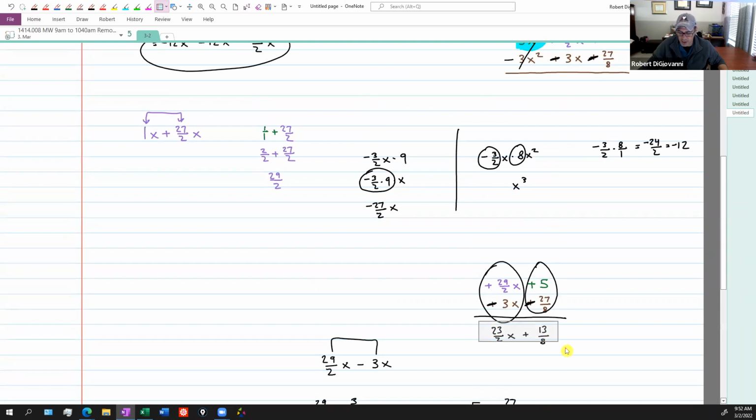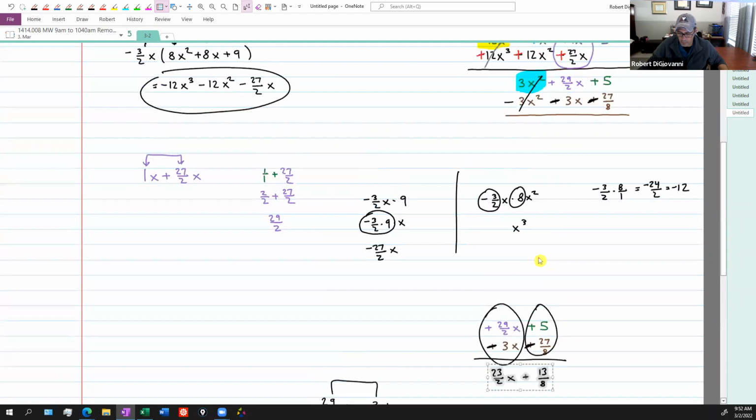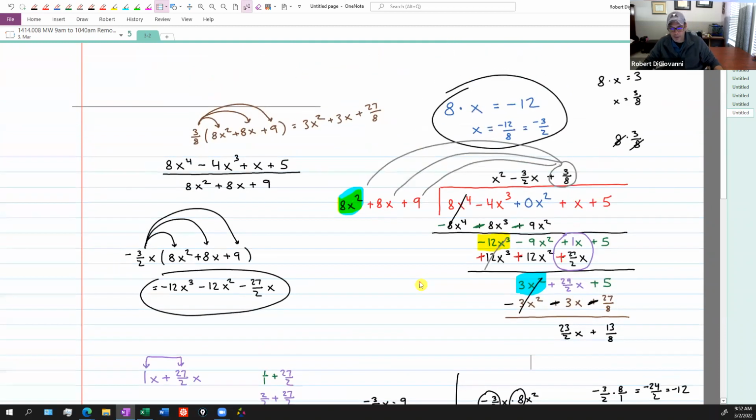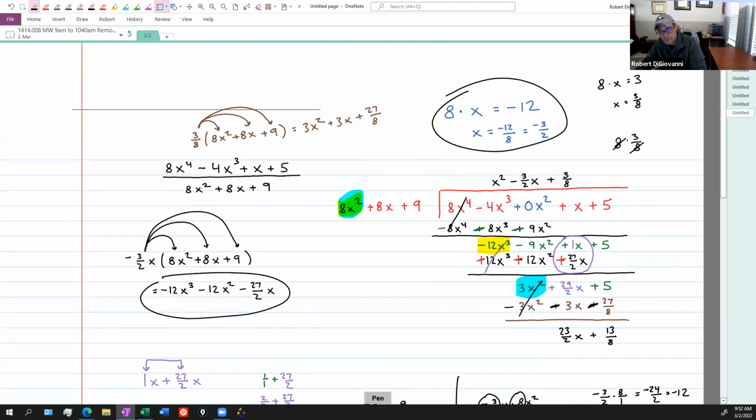So let me just copy this. This is what goes here. Okay. So my answer is this right here plus the remainder 23 over 2x plus 13 over 8 over the divisor, which was the thing on the outside, 8x squared plus 8x plus 9. Yikes. Not pretty.